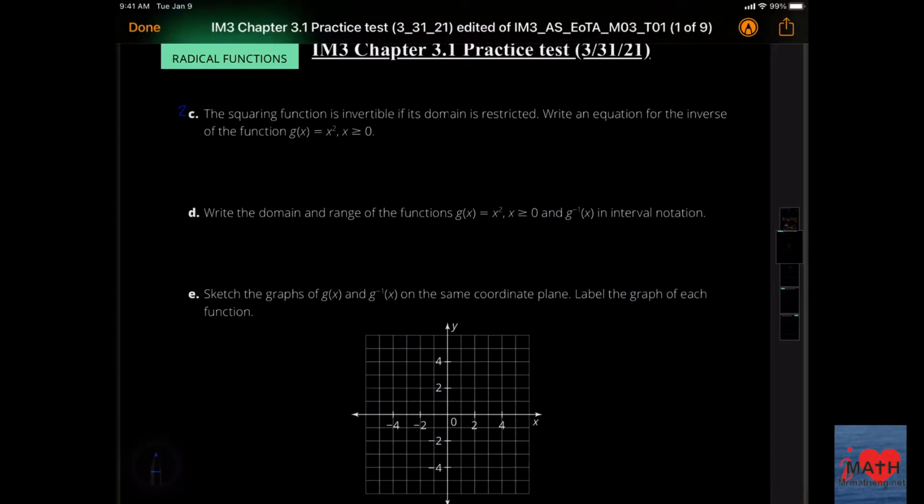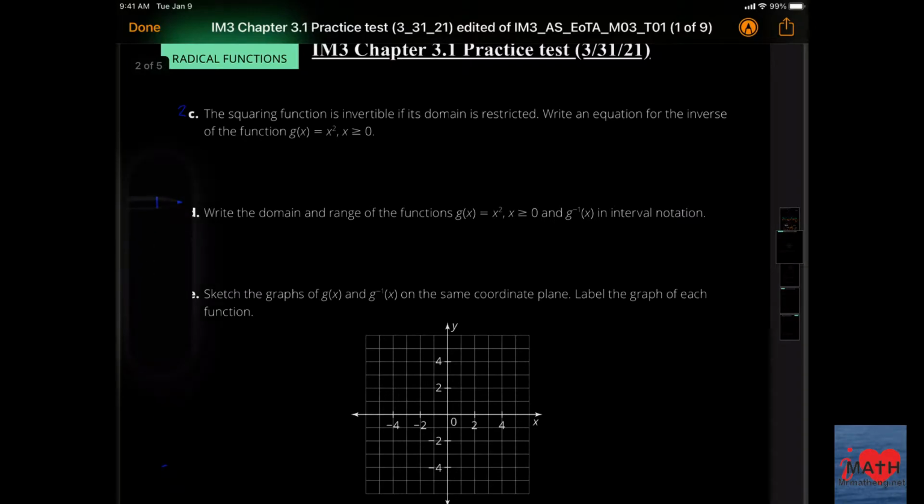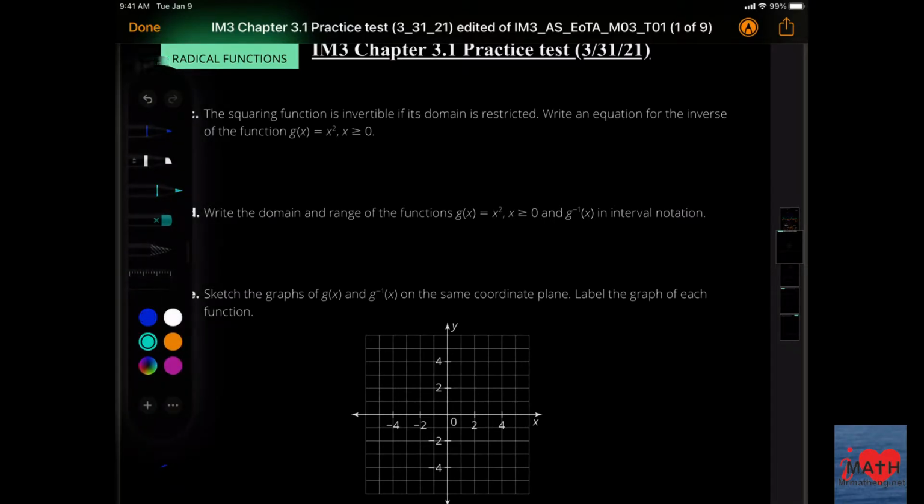All right, guys, let's go on to the next page here. 2C. It says a squaring function is invertible if its domain is restricted. So it's just kind of telling you some information. Write an equation, so I'm going to go ahead and highlight. That's what they're asking me to do. So we're going to write an equation for the inverse of the function g of x equals x squared, where x is greater than or equal to 0.